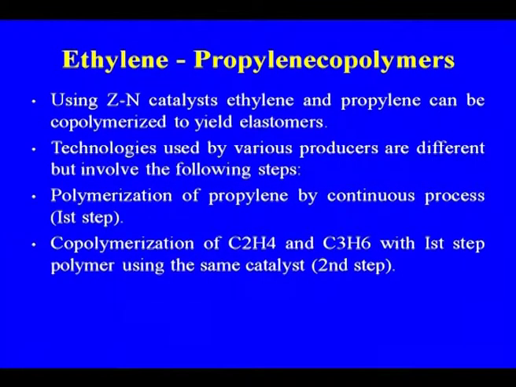Ethylene propylene copolymers are also there. Using Ziegler Natta catalyst, ethylene and propylene can be copolymerized to yield the elastomer. Technology used by various producers are different but involve the following steps: polymerization of propylene by continuous process, then copolymerization of ethylene and propylene with the first polymer using the same catalyst in the second step.